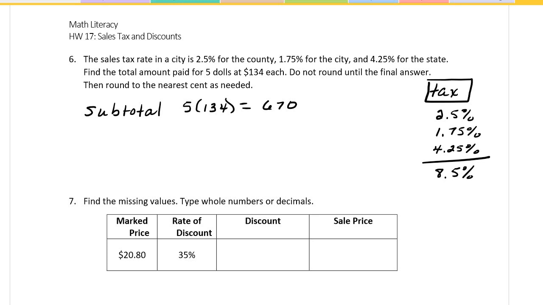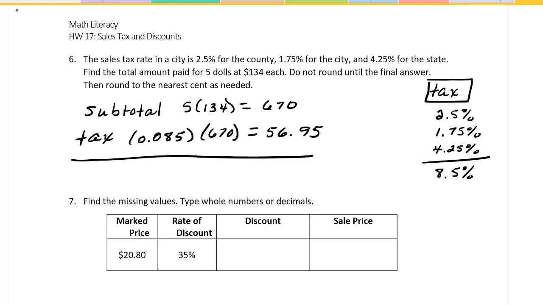Problem 6 is similar, except we have 3 taxes, county, city, and state. So I've added all those percentages together, got 8.5%. I found my subtotal for 5 dolls at $134 each. Now I need to find how much tax we owe by multiplying 670 times my tax percentage of 8.5%. And then I will add those to get my total. So the total is $726.52.